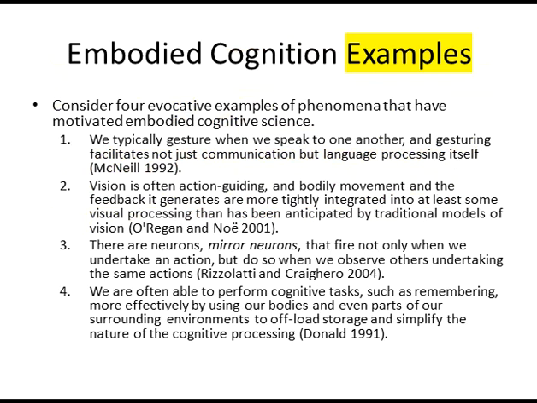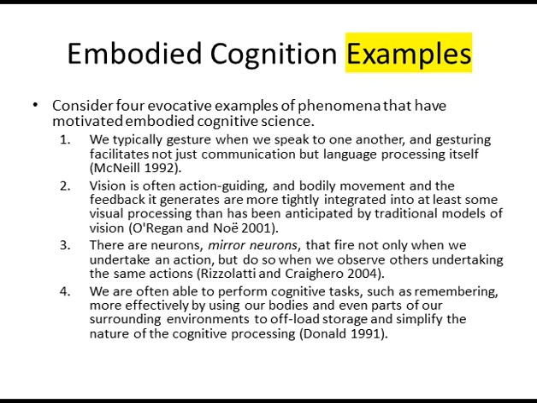So, embodied cognition, some examples. Consider 4 evocative examples of phenomena that have motivated embodied cognitive science. 1. We typically gesture when we speak to one another, and gesturing facilitates not just communication but language processing itself. And recall, we've mentioned several times already that this idea of language and thinking or intelligence have been intertwined for some time. 2. Vision is often action guiding, and bodily movement and the feedback it generates are more tightly integrated into at least some visual processing than has been anticipated by traditional models of vision.